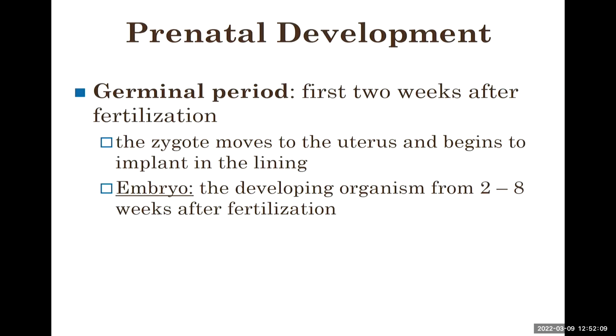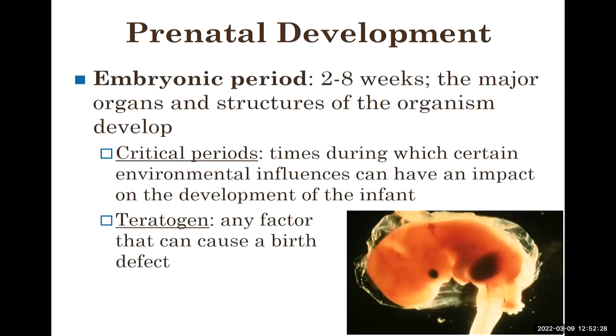The germinal period is the first 2 weeks after fertilization, when the zygote moves to the uterus and implants in the lining. From 2 to 8 weeks after fertilization, we have an embryo. So we have a zygote, and then at about 2 weeks, once it's implanted, it's an embryo. The embryonic period is from 2 to 8 weeks. That's when all the major organs and important structures are developing. This is a critical period.